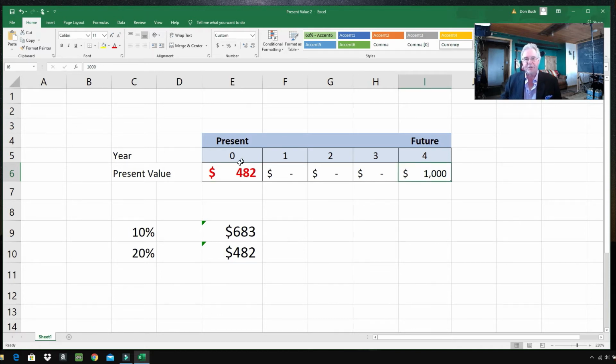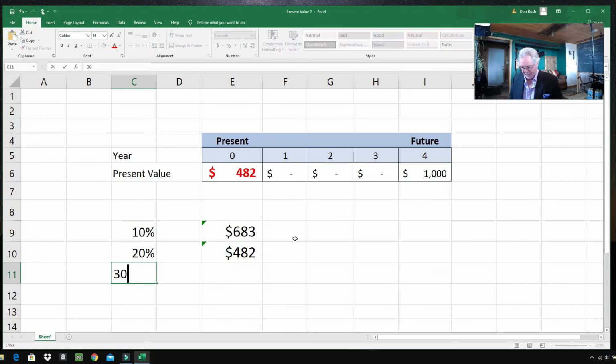So in other words, this 482 and this $1,000 are completely identical. I know they don't look identical, but they are identical at a 20% rate of return because of the time value of money. So let's run this experiment a little bit more. Let's say, hey, wait a minute. My brother-in-law said if I invest money, I could receive a 30% rate of return.